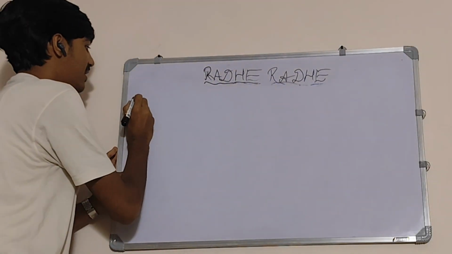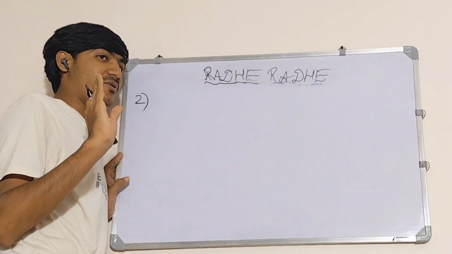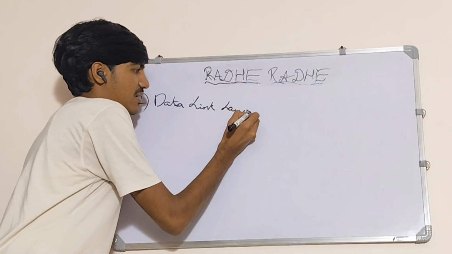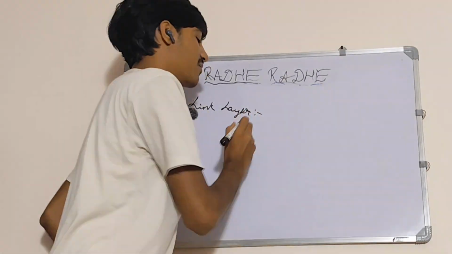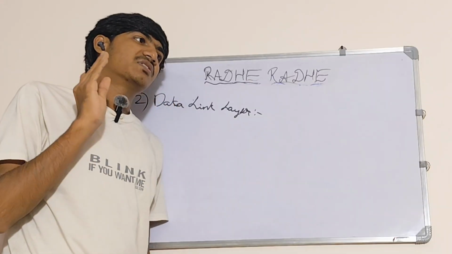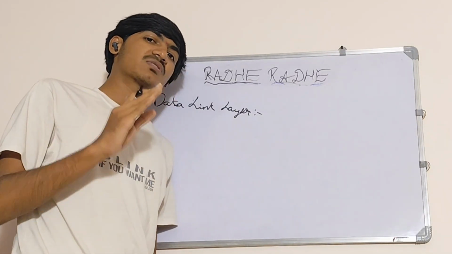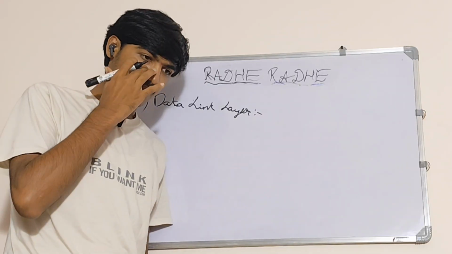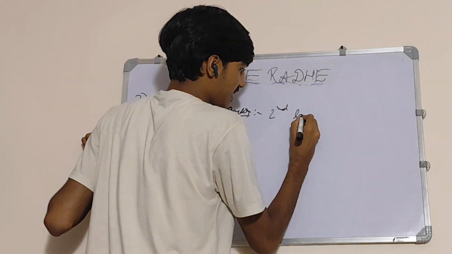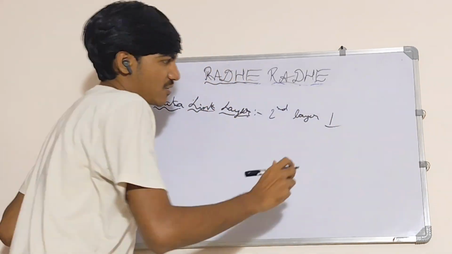So today let's start the second layer from the bottom of the OSI model, which is the data link layer. In the last class we discussed completely about the physical layer: the transmission media, the services of the physical layer, and the disadvantages of the physical layer. Okay, what is the data link layer? It is the second layer from the bottom of the OSI model.